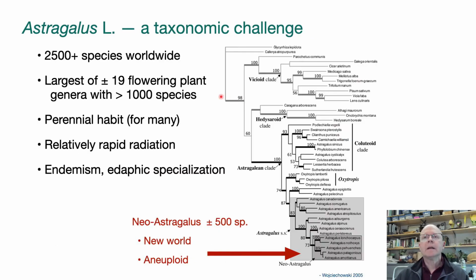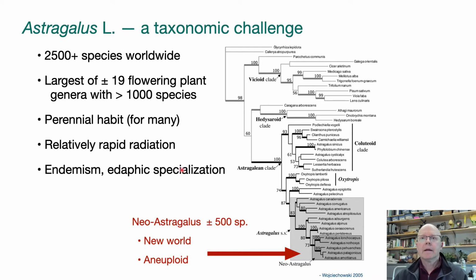Adding to the taxonomic challenge with Astragalus is that there's a large number of species. With 2,500 species, Astragalus is actually the largest genus of flowering plants. And here in the New World, we have about 500 species. These 500 species are the descendants of an ancestral polyploid event that had 4 sets of chromosomes, and then some of the chromosomes have been lost over time.